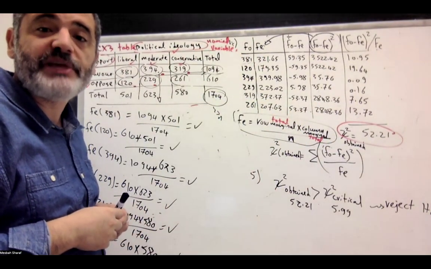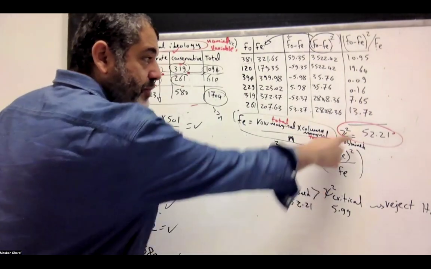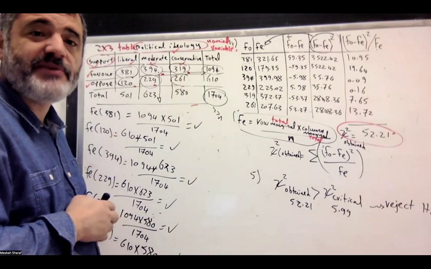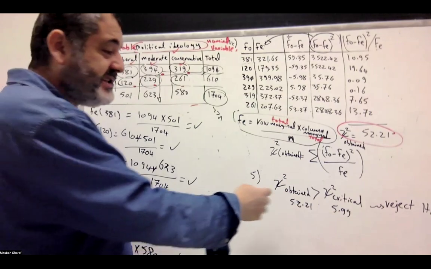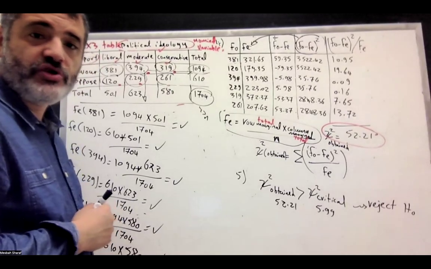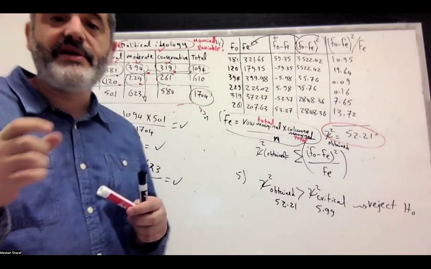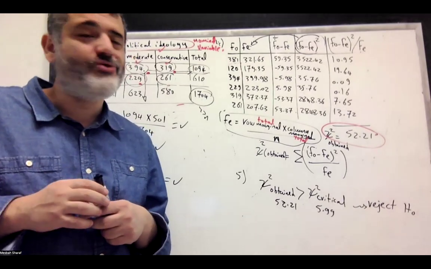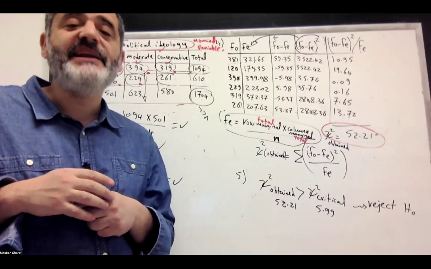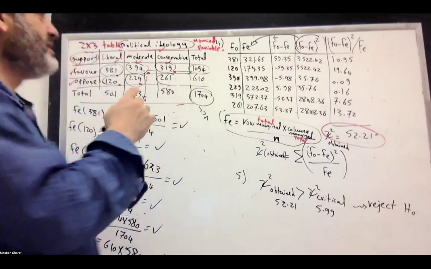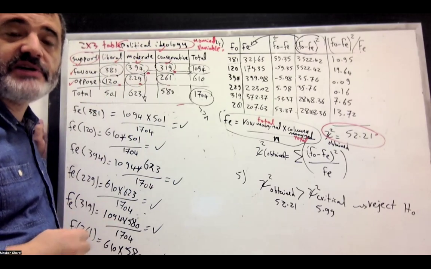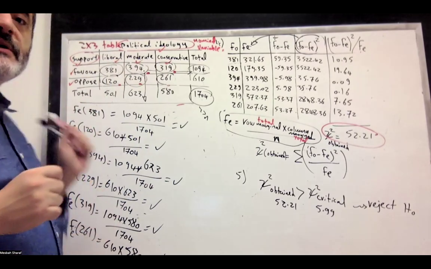52.21. So this is the chi-square obtained. And the critical value, as I showed you from the chi-square table, was 5.99. So obviously the obtained is greater than the critical, so we are going to reject the H-naught. H-naught was saying that the two variables were independent, unrelated. No, they are related. Based on the test, there is a statistically significant relationship between political ideology and support for workers' strike. So there is an association, a significant association.